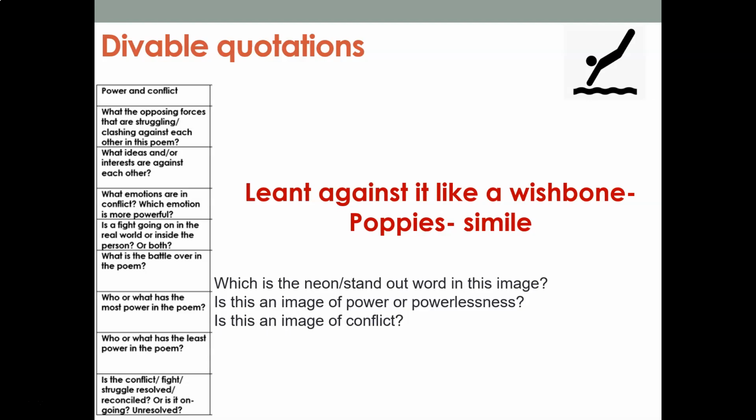Okay, so we're going to look at each of our key lines today, and we're going to think about which words or phrases are what I'm going to start saying are neon standout words. And is the overall image an image of power or powerlessness? And is it an image of conflict? Now, the answer is going to have to be tied with this word: because. So I'm going to talk and then you're going to pause and you're going to write down your answers to the questions. Now, if you can write as I'm talking, you can go.